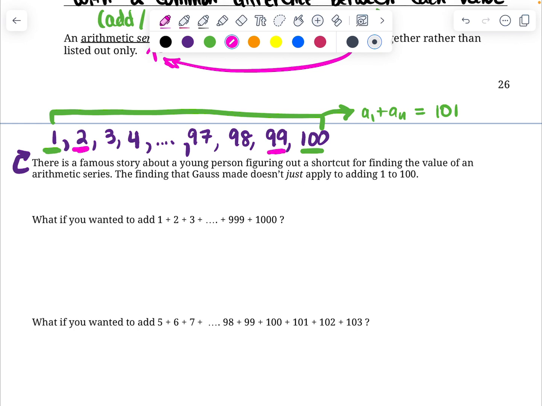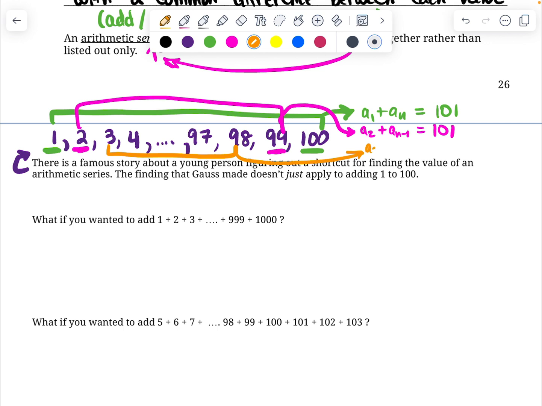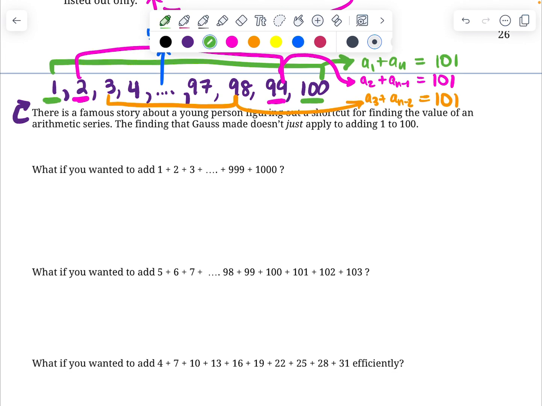Now, if I take the second to the last number, so A2 plus AN minus 1, that is also 101. And then if I take this third set of numbers, so that'd be A3 plus AN minus 2, that is also 101. That's going to keep happening all the way until, I want you to think about this, in the middle, the two numbers would be 50 and 51. And they also add up to 101. So that same idea would be true here.